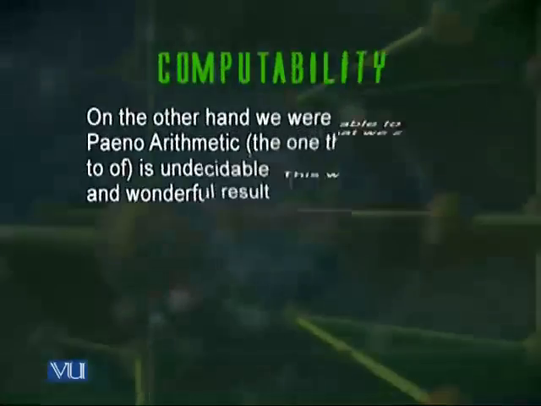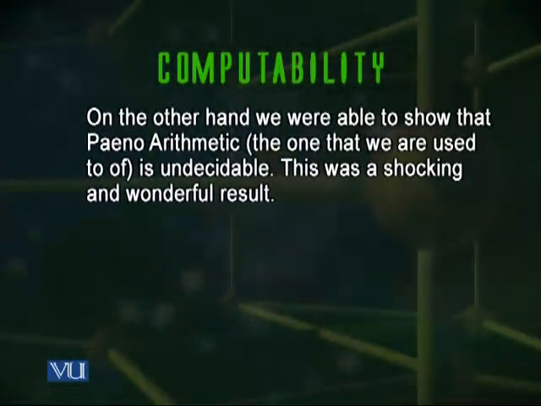And what we did was we showed one of the greatest results that was proved in mathematics in the last century, namely Gödel's incompleteness theorem, which says that there are statements in Peano arithmetic which are true, but they are not provable. So the fact that Peano arithmetic has statements which are true and not provable also told us that statements in Peano arithmetic are undecidable. This was a shocking and wonderful result.